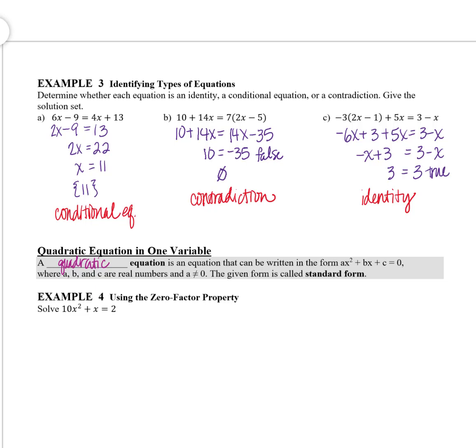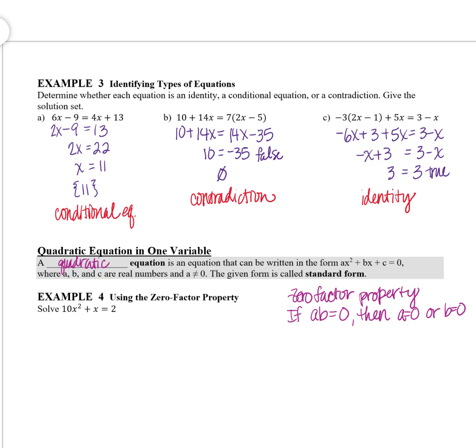So for example 4, we're going to use the zero factor property. Let's write out what that property is first. So the zero factor property says if you have two numbers multiplied together, I'll just call them a and b, and that gives you 0, then a is equal to 0 or b is equal to 0. So I'm going to use that property to solve this quadratic equation.